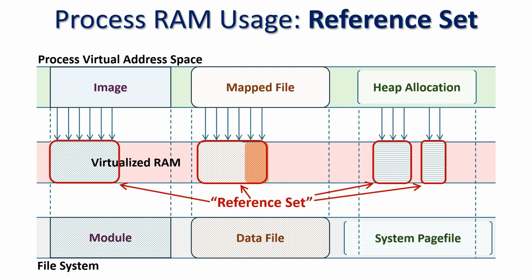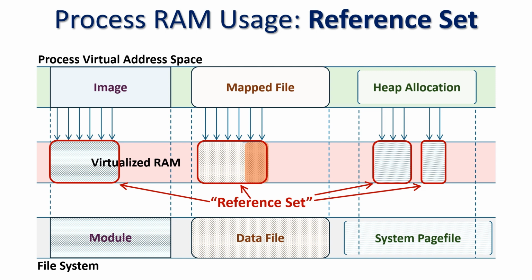Recall that initially loading that module, mapping that data file, and allocating that heap memory are bookkeeping events that we can capture using ETW. But a reference set trace captures instead the events of assigning new pages of physical RAM to a process as they are demand paged in. In most configurations, a memory page is 4 kilobytes in size.